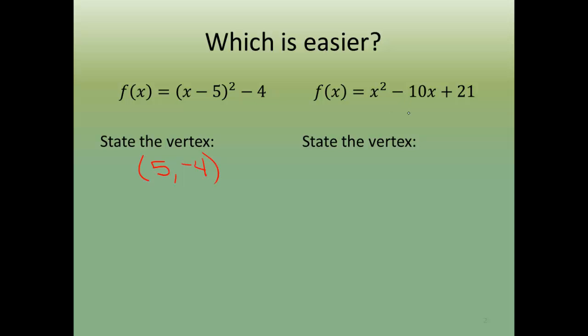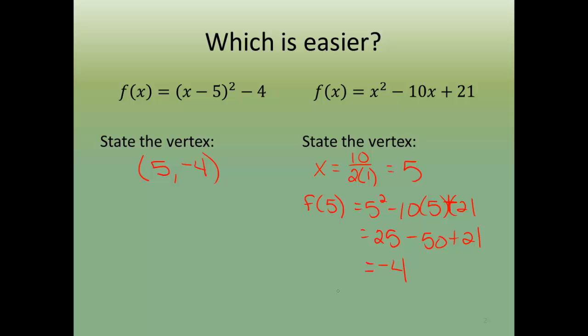Whereas if we went to the one on the right to state the vertex, you first have to find your x-coordinate, which is 5, and then take that x-coordinate and plug it into the equation to find your y-coordinate. You get 25 minus 50 plus 21, and that's going to end up to be -4.